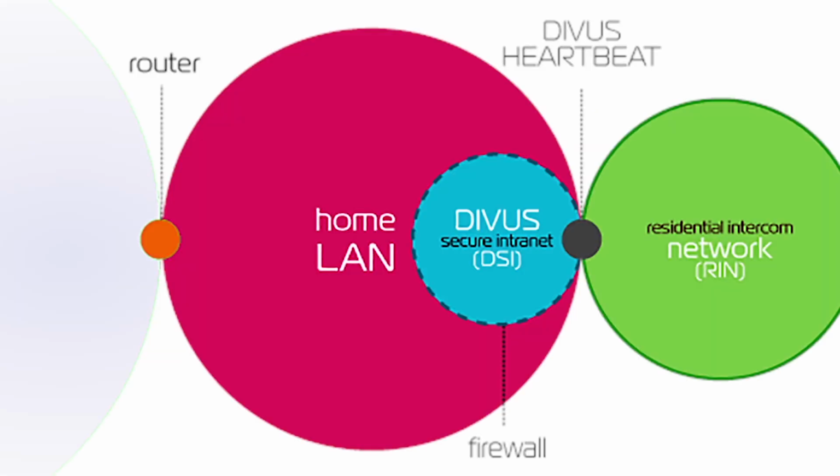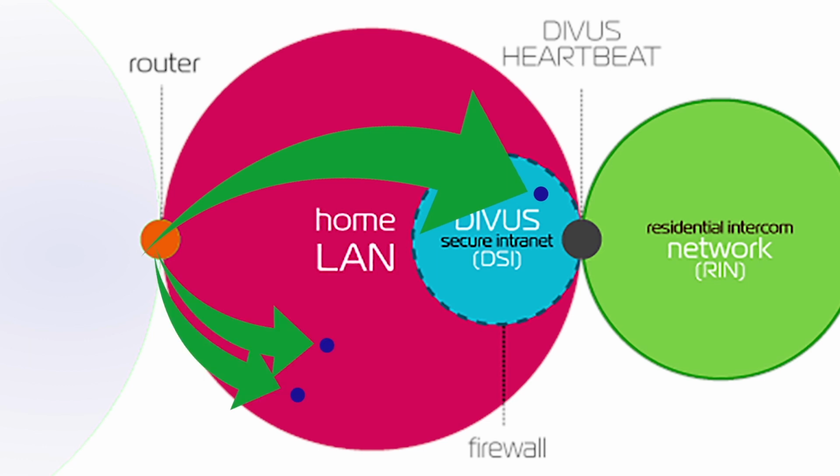For home LAN, there are also a few special features that are interesting. The first one is that home LAN and DSI are in the same network. This means that an internet router, which operates internally as a DHCP server, will distribute its addresses to mobile phones, laptops, as well as to Divus touch zones or Divus superiors. Devices in the same network can always establish a direct connection, without having to run through the gateway.